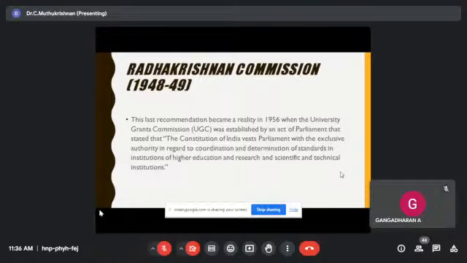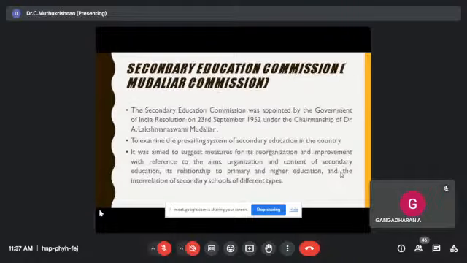The last recommendation became a reality in 1956 when the University Grants Commission was established by an act of parliament that stated that the Constitution of India vests Parliament with the exclusive authority in regard to coordination and determination of standards in institutions of higher education and research and scientific and technical institutions.